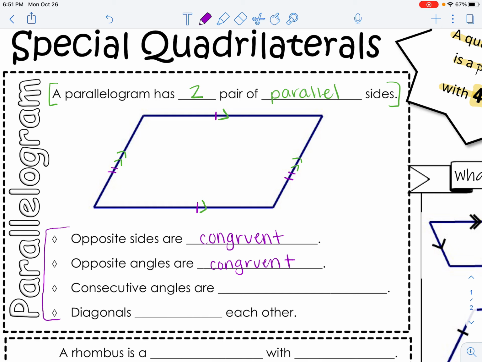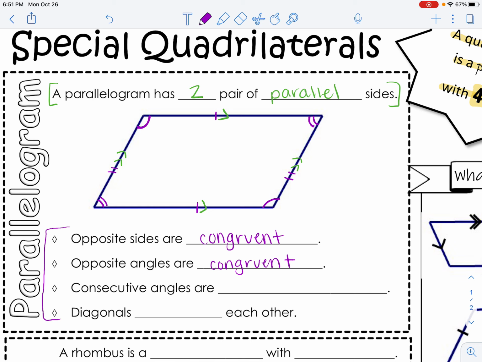So what does opposite mean in terms of this quadrilateral here in the parallelogram? Opposite is across from each other. It's almost like diagonal. So this angle right here would be congruent to this one right here. Whereas the other corners, like the bottom left and the top right, are opposite angles, and so they would be congruent to each other.